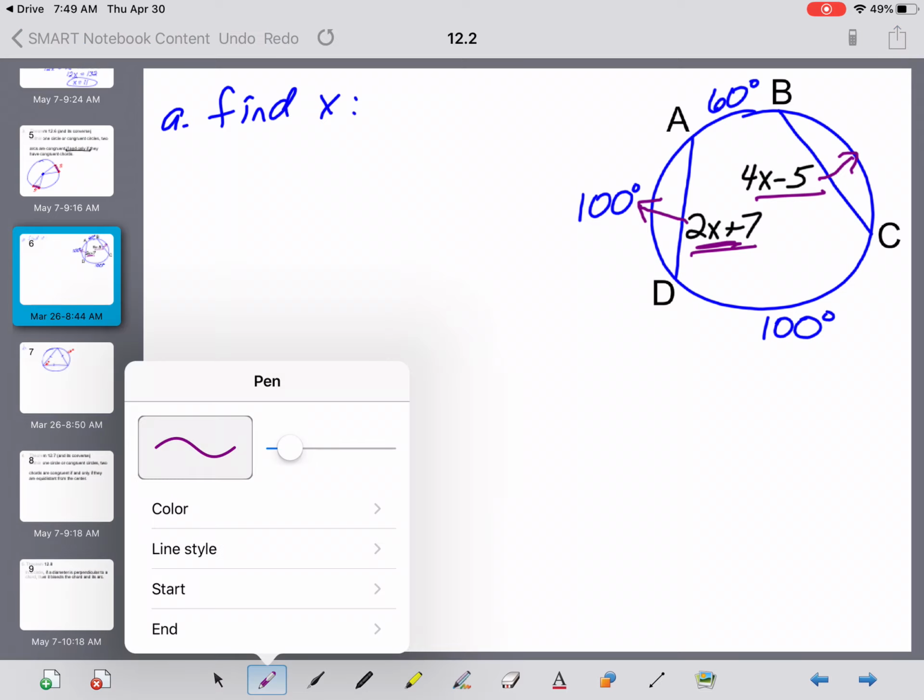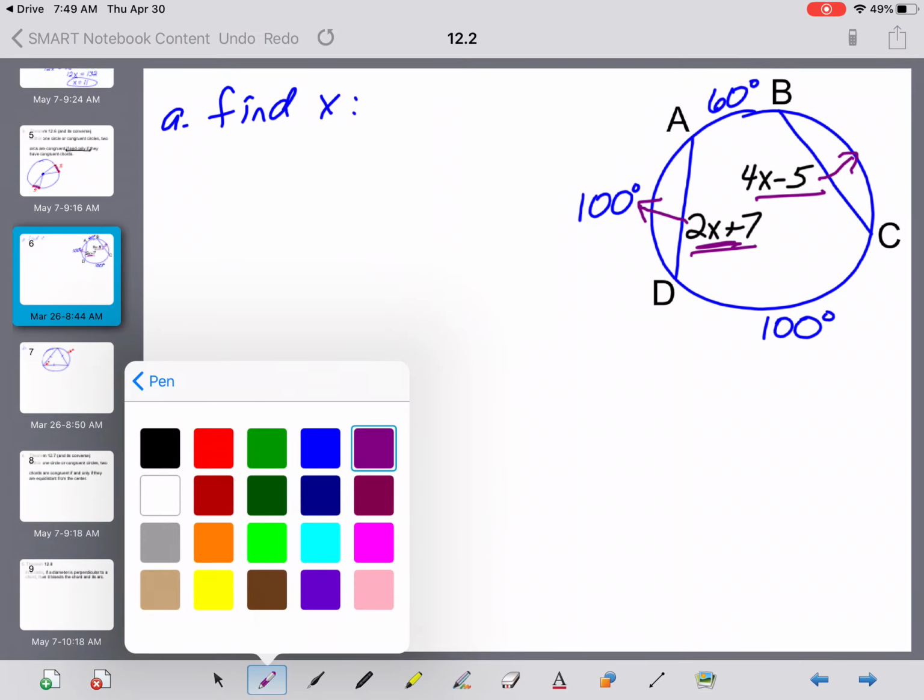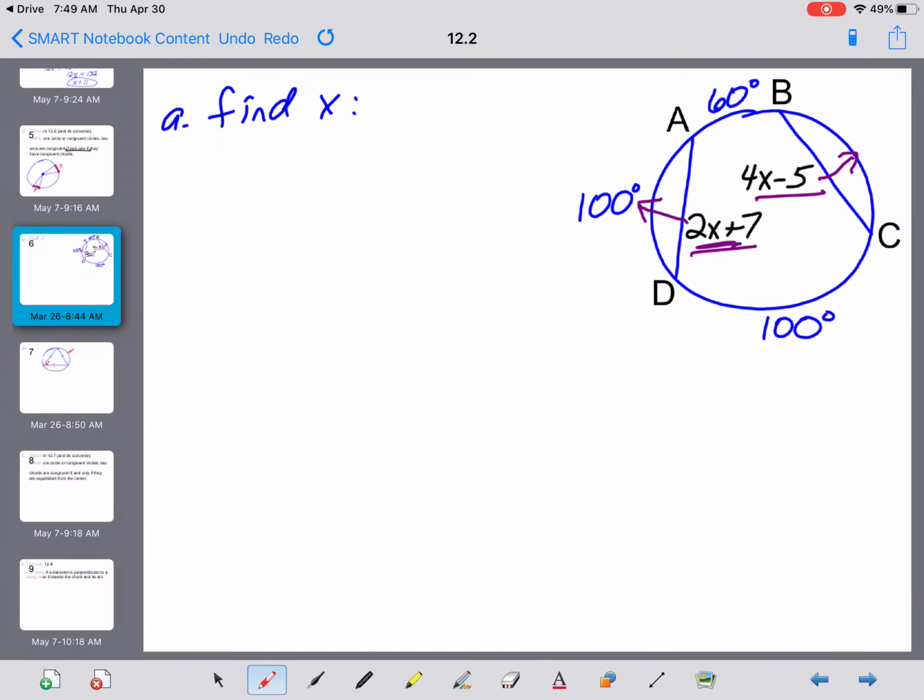But lucky for us, the chords that were drawn in this figure cut the circle up into a grand total of 4 arcs. We have arc AB, we have arc AD, we have arc DC, and then ultimately here we have arc BC. And out of those 4 arcs, we just so happen to know 3 of them, which means we can find the one missing arc pretty quickly and easily. 100 plus 100 is 200, plus a 60 is going to get us 260 degrees.